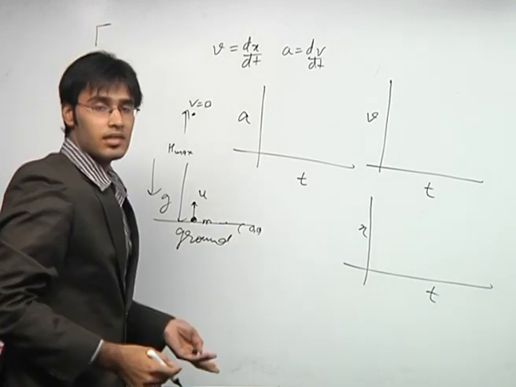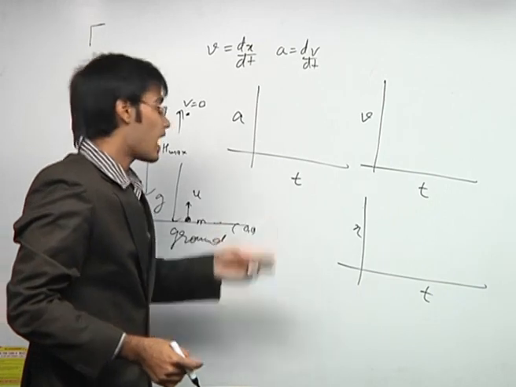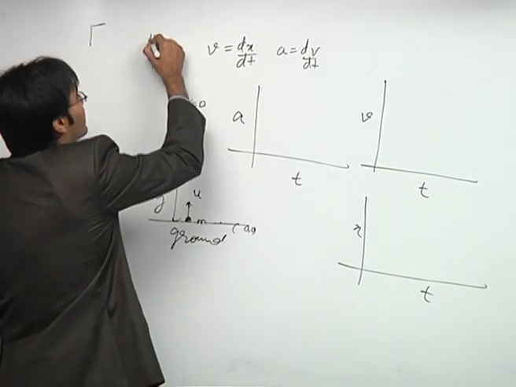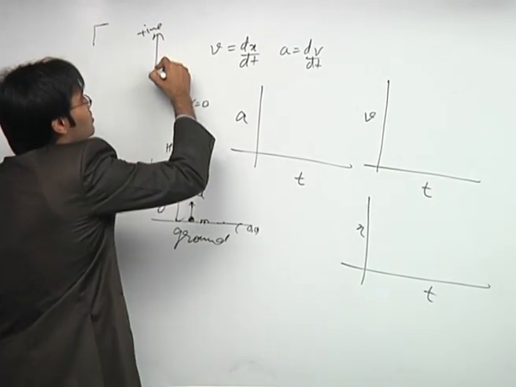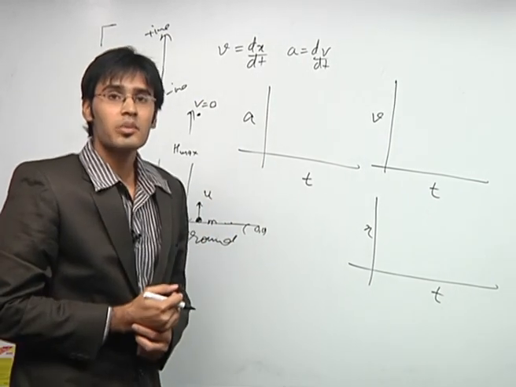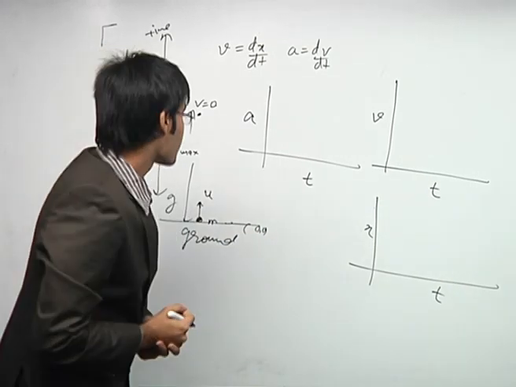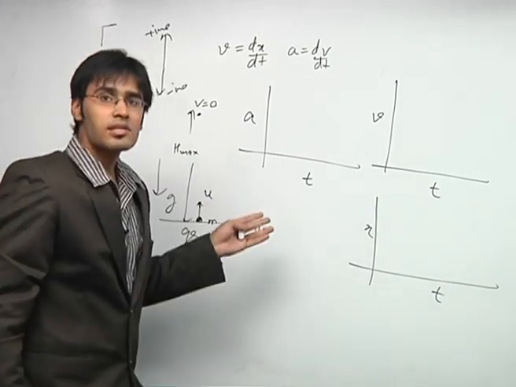So as it's a rectilinear motion, we have to be concerned with the upward direction, and let's say I am taking upward direction to be positive, so downward direction will be negative. These types of conventions have to be taken care of in order to draw the graphs properly. So we start with A versus T.